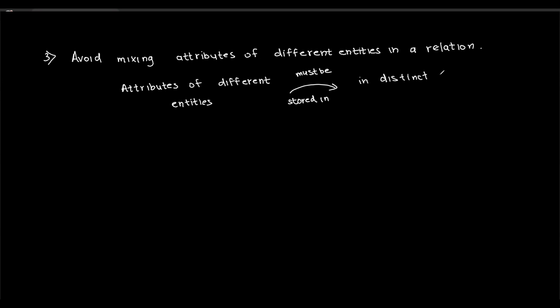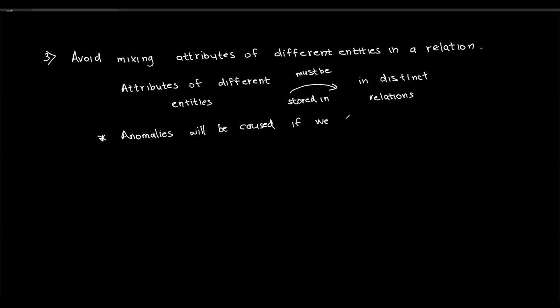Okay, they should be stored in distinct relations. That's a very important idea that we should keep in mind. Always keep it in mind. If you do not avoid mixing attributes of different entities in a relation, you will be facing anomalies. Anomalies will be caused if we do not follow this step.